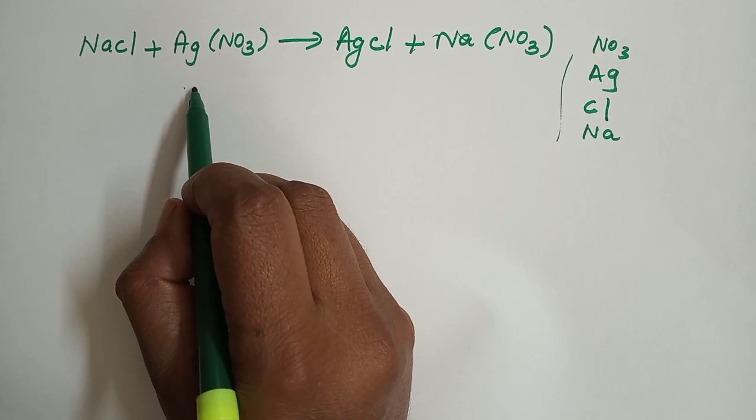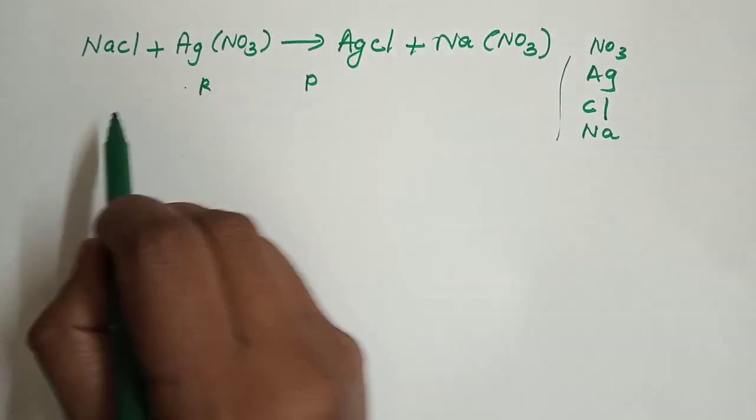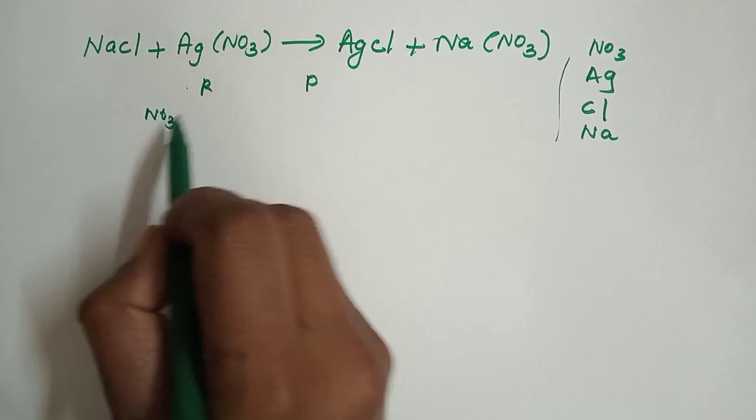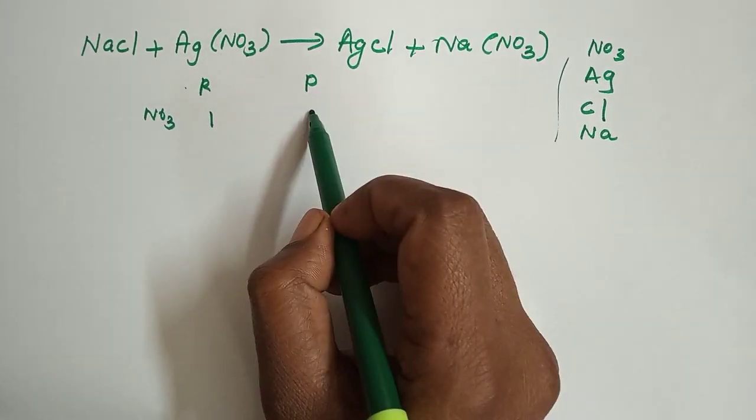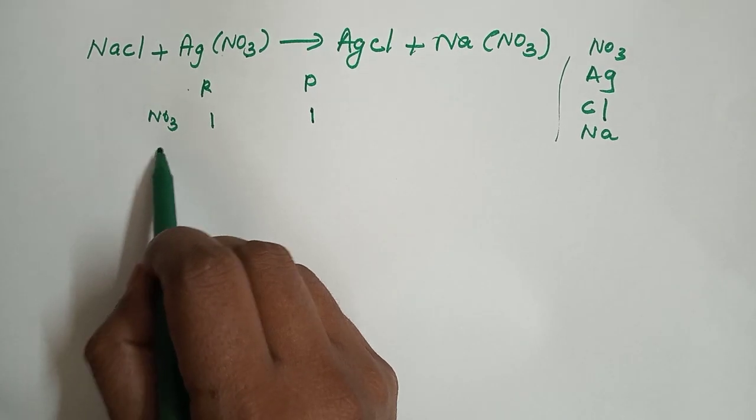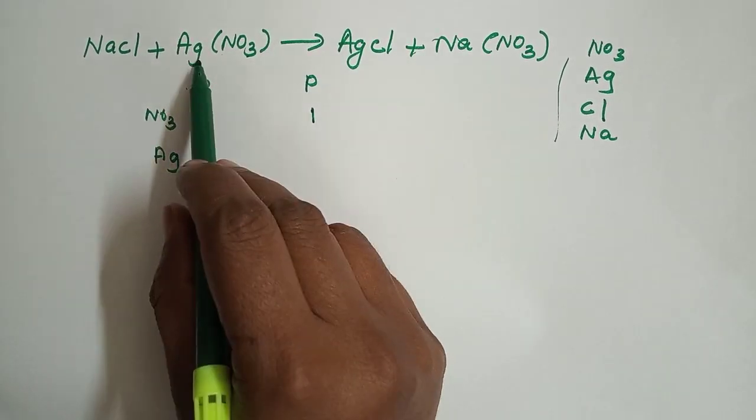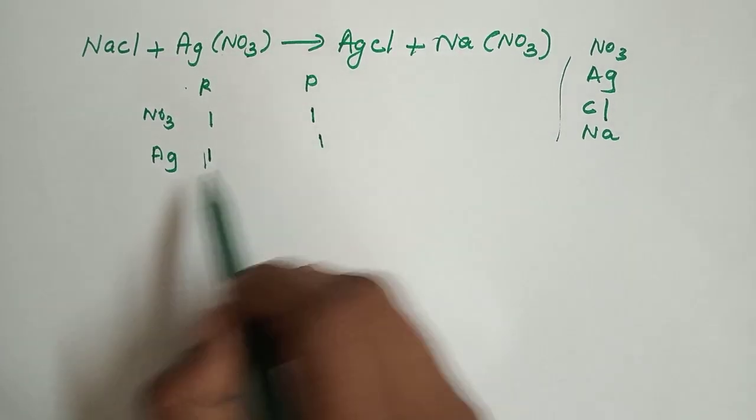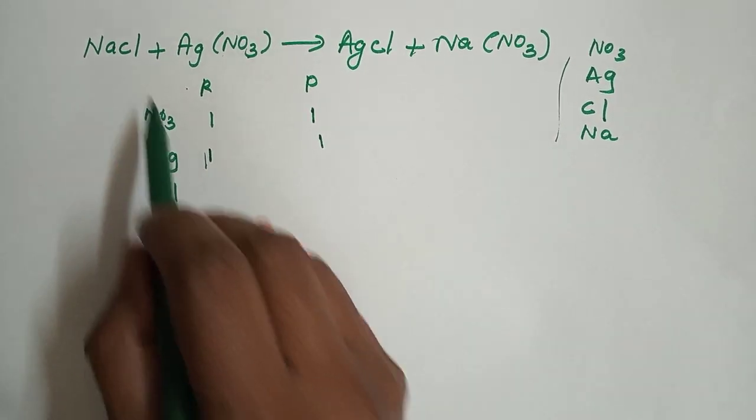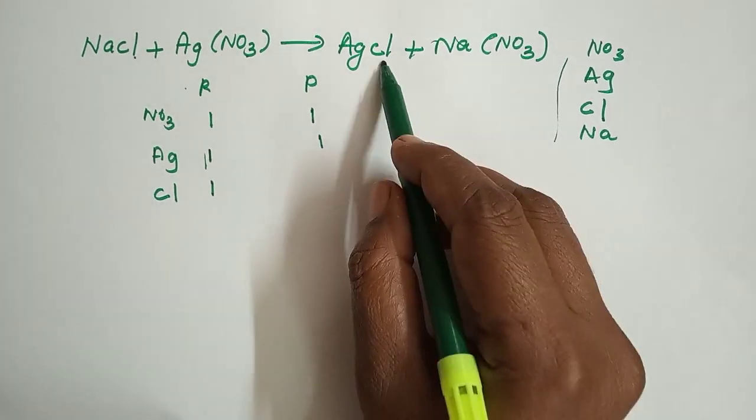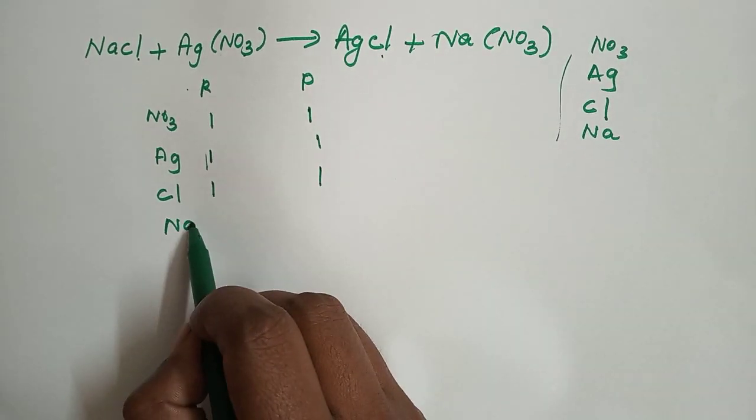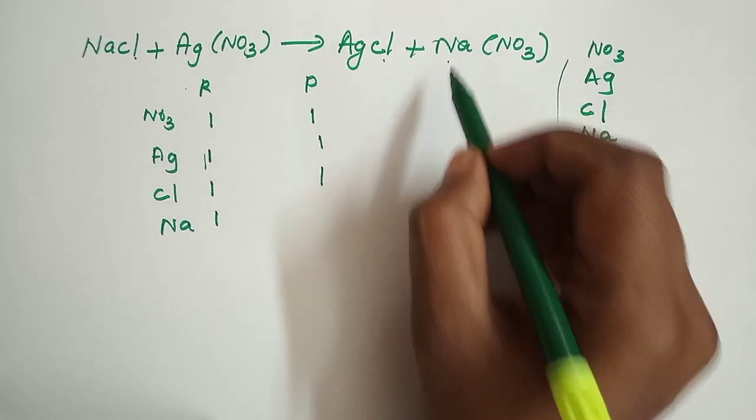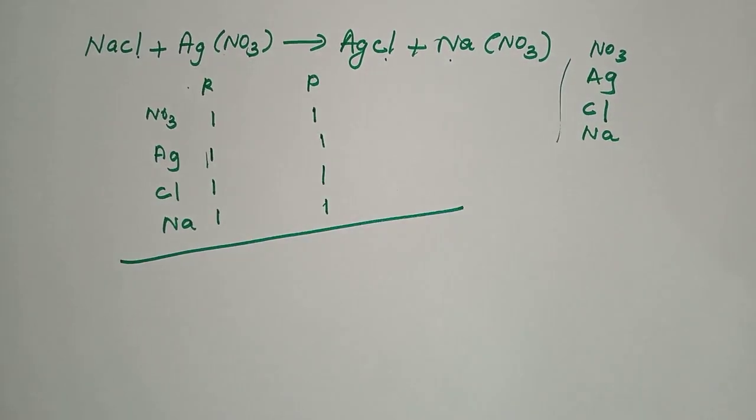First, shall we do the reactant side and product side? So first NO3 we have to take, yes or no? How many NO3 do we have? 1. This side how many? 1. And next Ag, silver. How many Ag do we have here? This side 1, this side 1. Next we have to see chlorine. How many chlorine? 1. This side 1. And sodium, how many? 1. This side 1. So there is no need to balance it again, because this equation is already balanced.